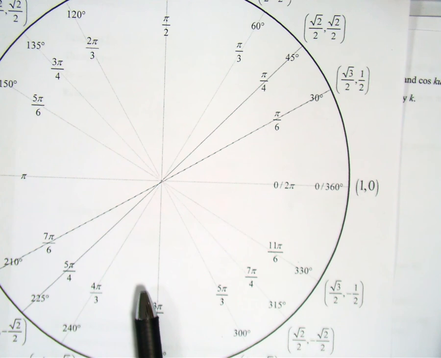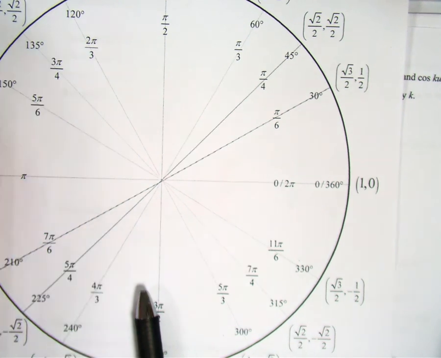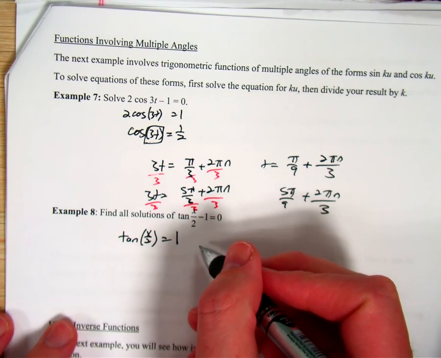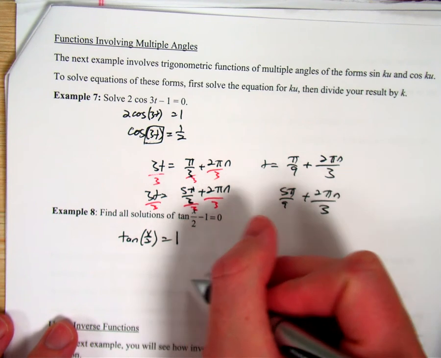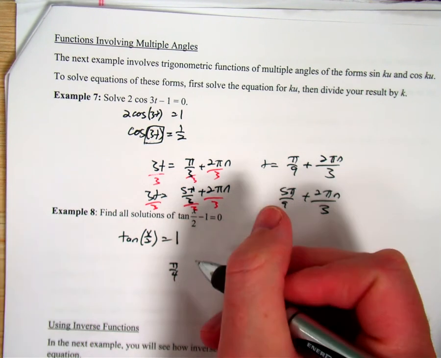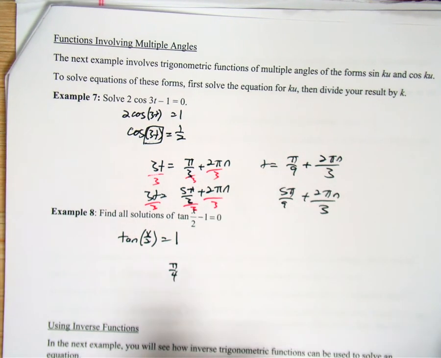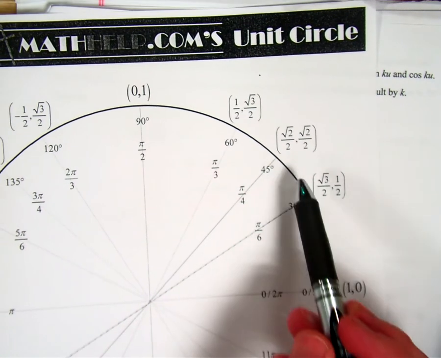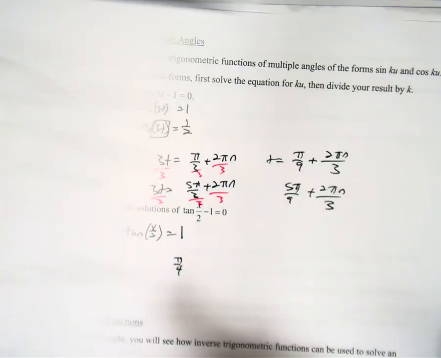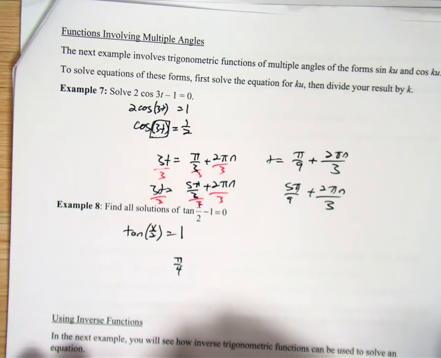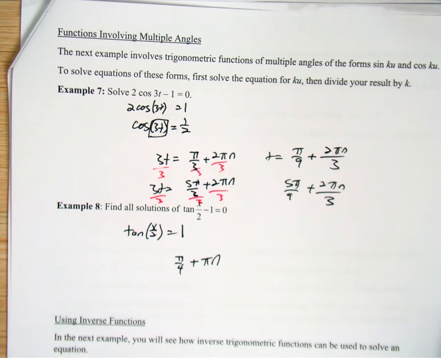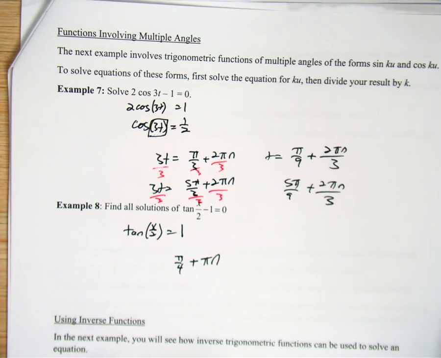Sorry for the pause. Let's see how we're doing. Okay, so we said we wanted pi over 4 and we wanted 5 pi over 4. But wait, pi over 4 and 5 pi over 4, they're directly across from each other. So I can combine those into one: pi over 4 plus pi n.